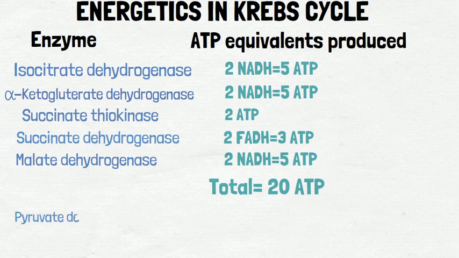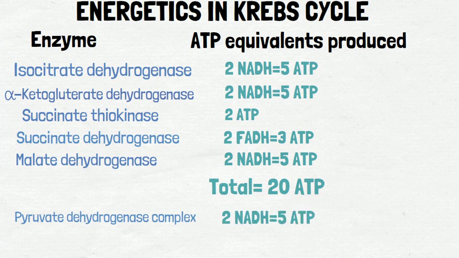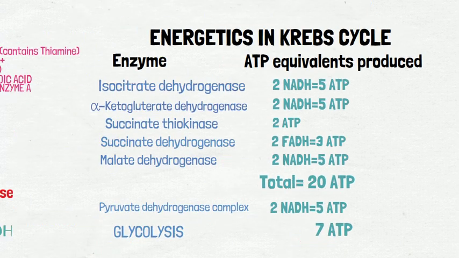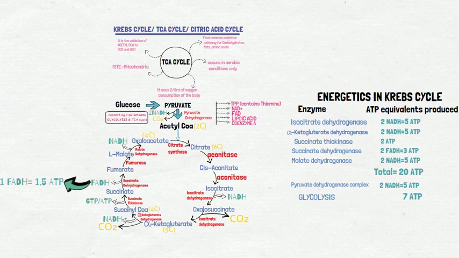Pyruvate dehydrogenase complex was also producing 2 NADH, therefore 5 ATPs from that. And glycolysis was producing 7 ATPs. So that is the total energetics from one molecule of glucose until its complete oxidation to carbon dioxide and water.